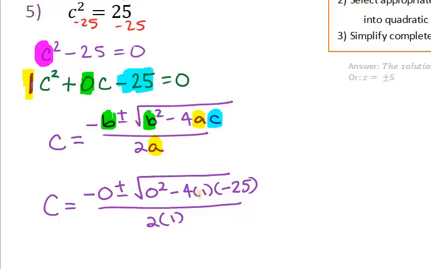So again, let me color code all of this for you. A's are in yellow, B's are in green, and your C is in that blue there. Okay. So I have plugged it into the quadratic formula. Now I need to simplify.